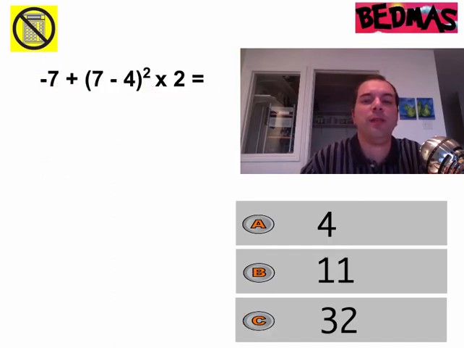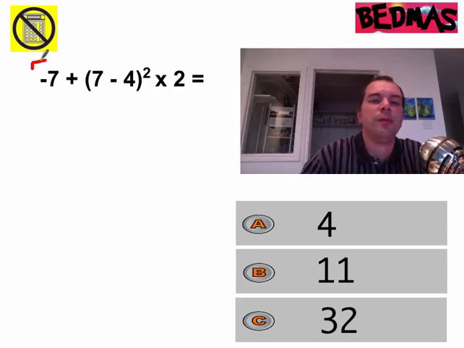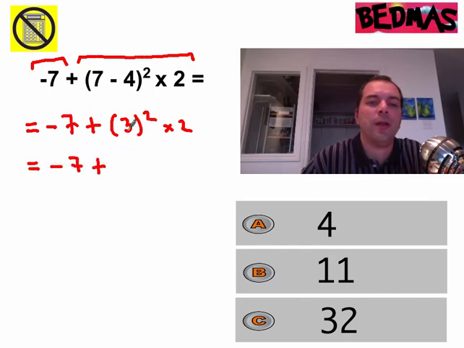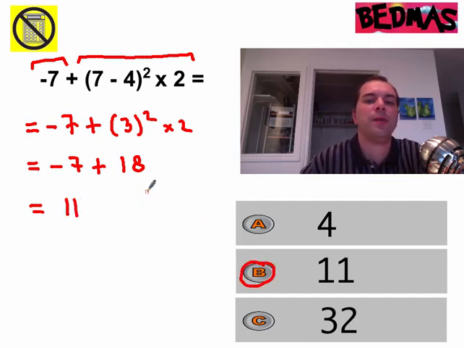You give that a try, stop the video, and I'll put the answer in a sec. So I'm going to check number of terms. Again, there's just 2 terms. But I see that there are brackets in here, so I'm going to start with an equal sign. Minus 7 plus. This bracket 7 minus 4 is 3 squared times 2. I'm going to keep on going. This stays as minus 7, and I got to work this out. 3 squared is 9 times 2 is 18. Minus 7 plus 18 is positive 11. Therefore, you were right if you said that the answer was B.